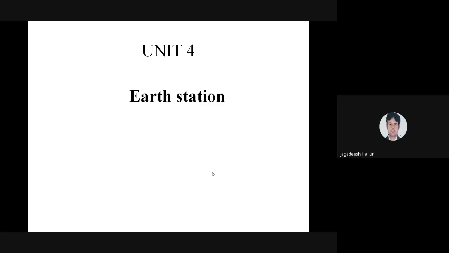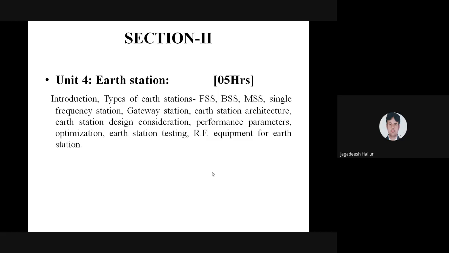Okay, this is unit number 4, Earth Station. In section 2, which contents are present in this Earth Station unit? First is the introduction, which I have explained. Next is the types of Earth Station. Which are the Earth Station types? You have to remember this.